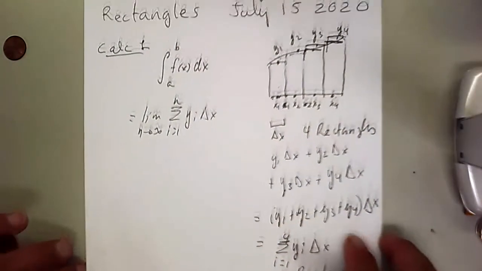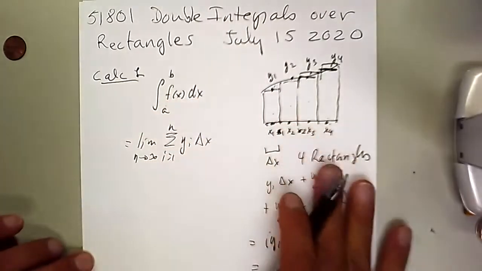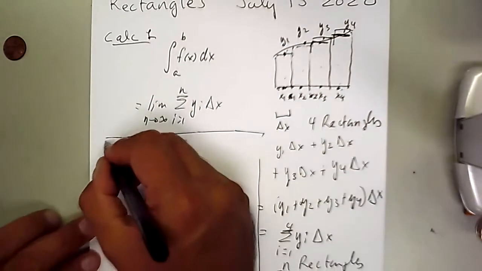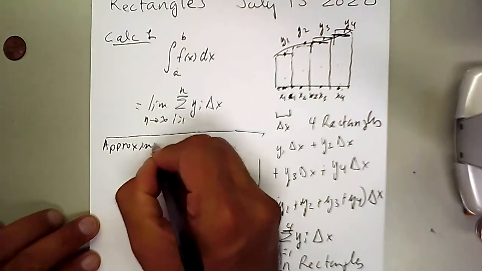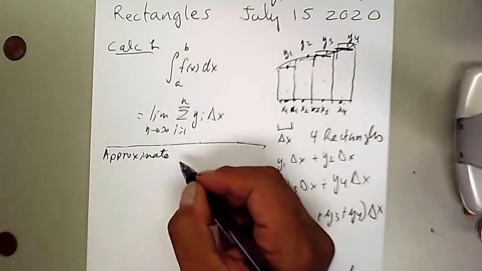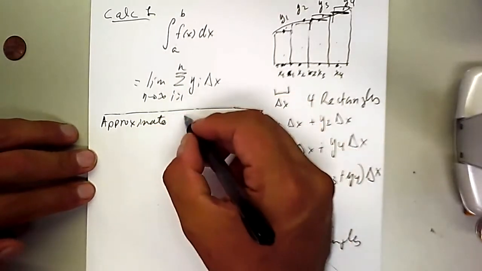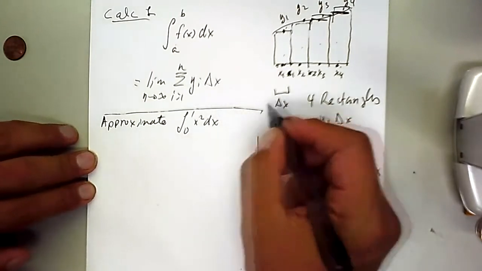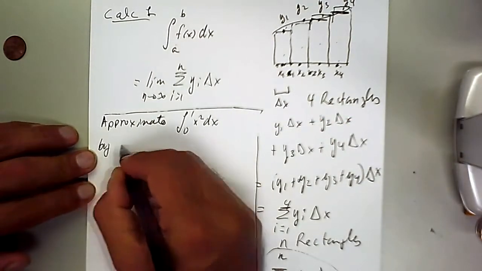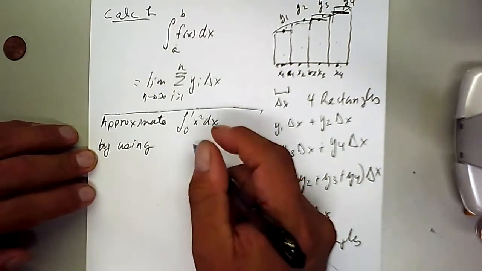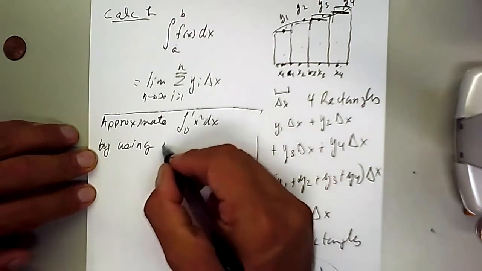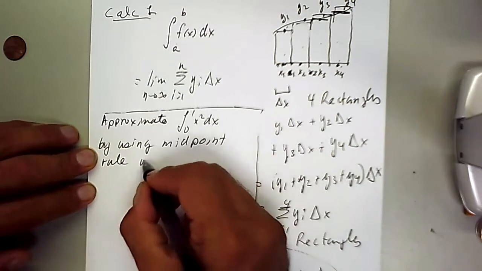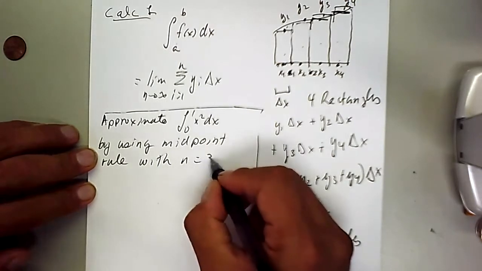Let's do a quick example still within Calc 1. So all of this is Calc 1. I'm not doing Calc 2 yet. I said Calc 2, I meant multivariable calculus, by the way. So let's approximate the integral from 0 to 1 of x squared dx by using a midpoint rule with n equals 3.